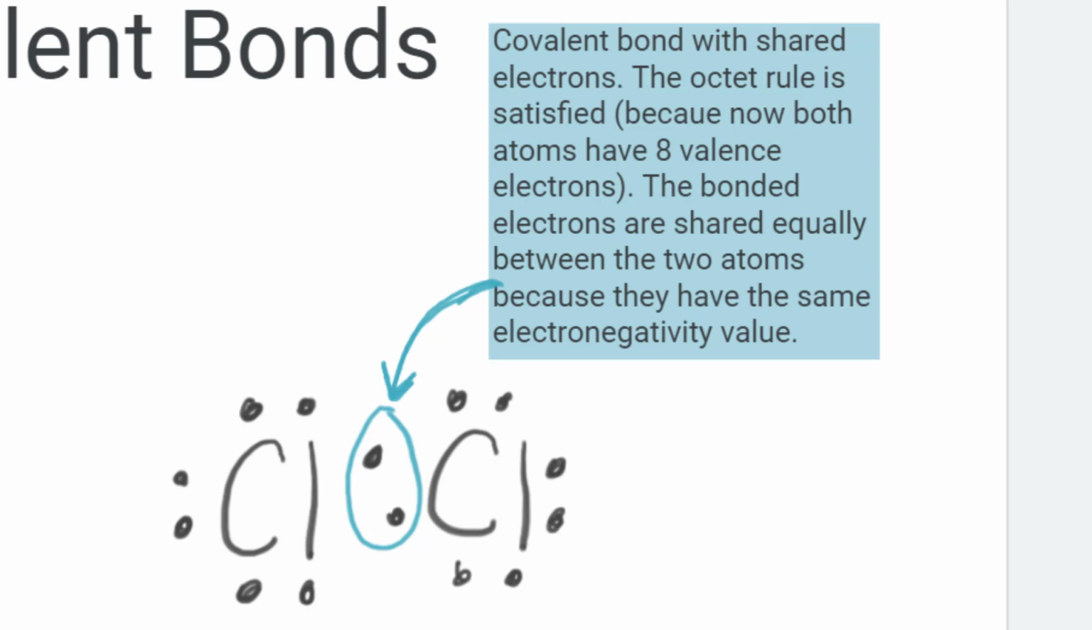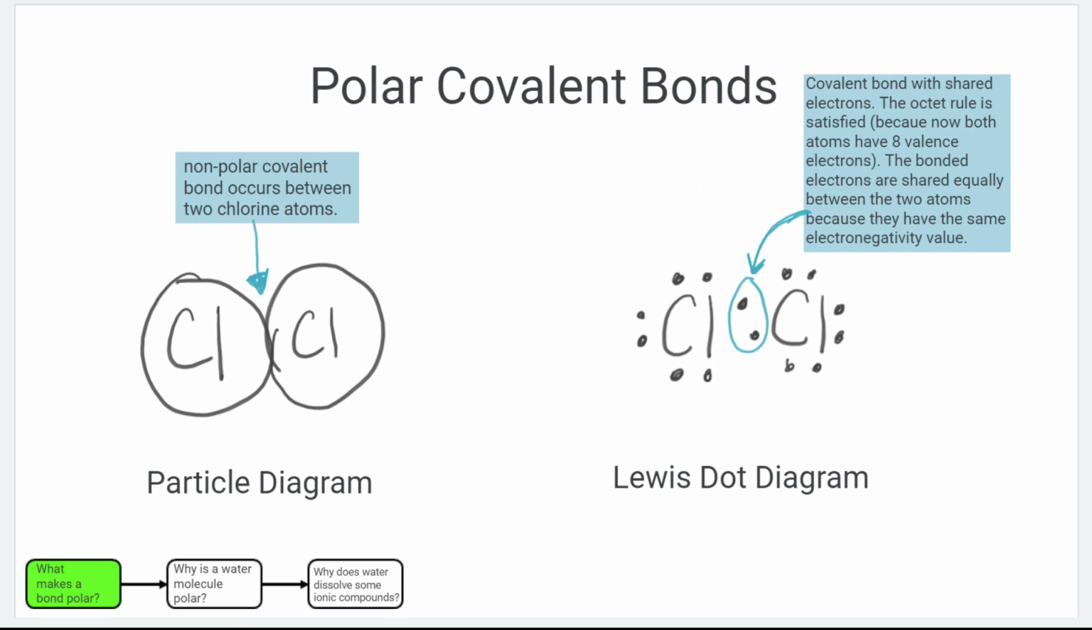The Octet Rule tells us that an atom likes to be stable by having the same electron configuration, which means it's isoelectronic, for a noble gas. Right? So atoms that are close to the noble gas helium will be satisfied with 2 electrons, while all the other atoms are satisfied when they have 8 valence electrons. And this is true whether you bond with ionic compounds or you bond with covalent bonds. So this is an example of nonpolar.